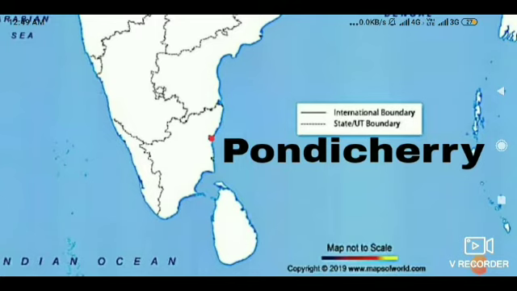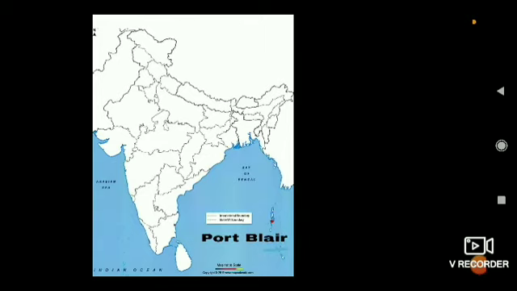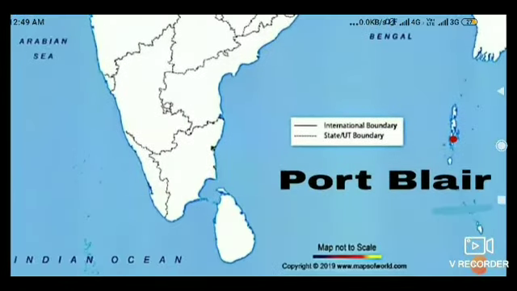PONDICHERRY. Next, it is the capital of Andaman and Nicobar. So there you have to write Andaman and Nicobar Islands and then mark the capital and write Port Blair. Andaman and Nicobar, you can refer to your atlas. If you don't know the spelling, you can see the atlas and write the correct spelling. A has to be in capital, and N has to be in capital letter. So here the spelling for Port Blair is PORT BLAIR. Port Blair.